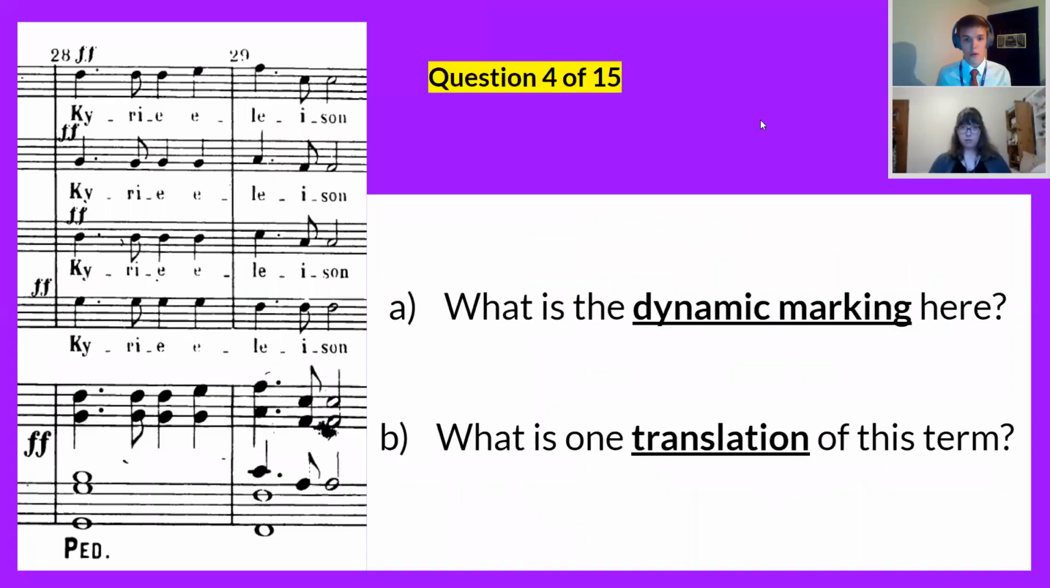Question number 4. What is the dynamic here at these bars? And then once you've got that, what is one possible translation into English of this term? So the dynamic will have an Italian word. How can we translate that into English and actually understand what it's asking for?